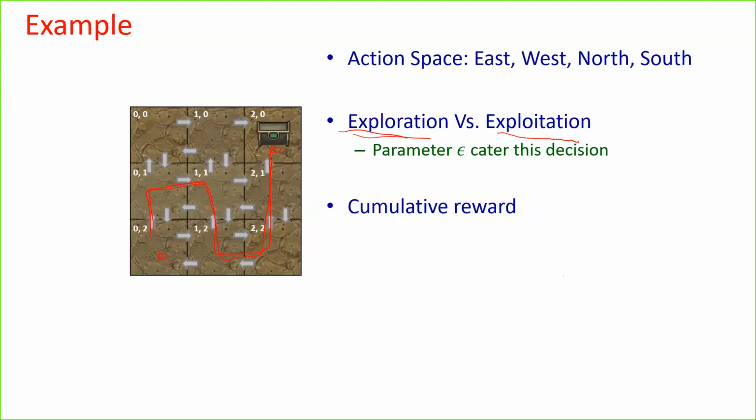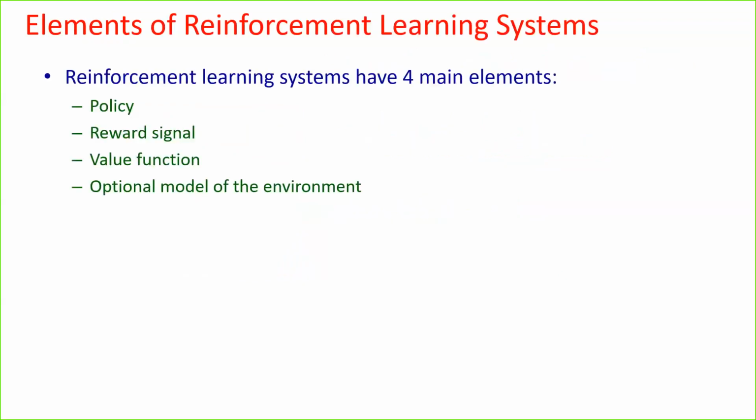All right. So these are the elements of reinforcement learning. Before we discuss the algorithm, let us try to understand what these notions or elements of reinforcement learning are. A reinforcement learning system has four main elements: policy, reward signal, a value function, and an optional model of the environment.